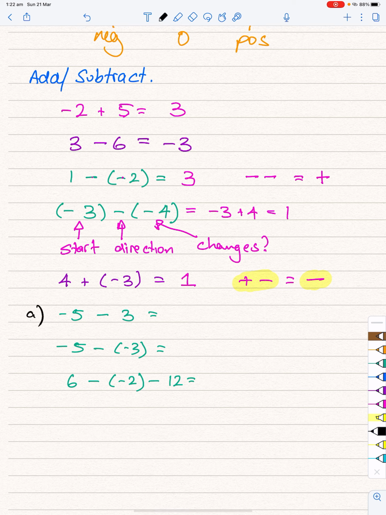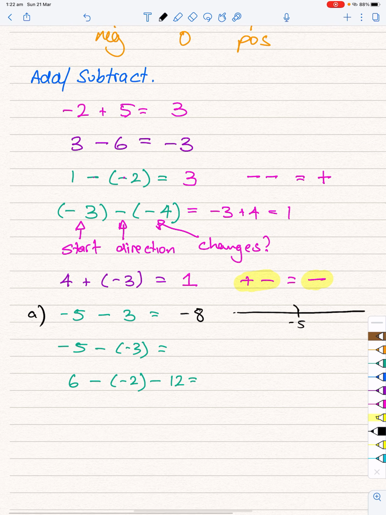So to start off with, I'm going to do A. And if I started at -5 and I went left 3 spots, I would end up at -8. If you need to, you can think of a number line. You can draw one for yourself at -5. And then take away 3 means I'm going to go 1, 2, 3 spots backwards. So I started at -5, -6, -7, -8.